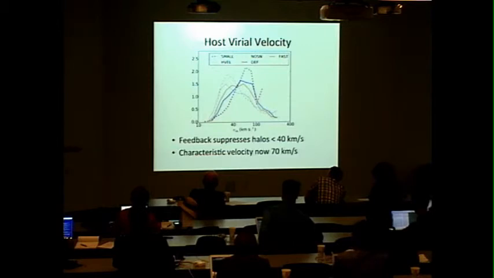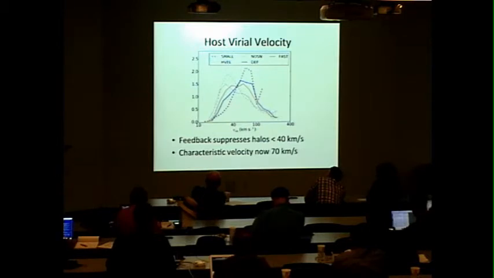This is the virial velocity of each halo hosting a DLA in our sample, and this is a PDF. You can see that the default model has halos with a virial velocity less than 40 kilometers per second prevented from hosting DLAs. As James mentioned earlier, 40 kilometers per second seems to be an important number. So instead of the peak characteristic virial velocity of DLA-hosting halos being about 30 without feedback, it moves up to about 60 or 70.